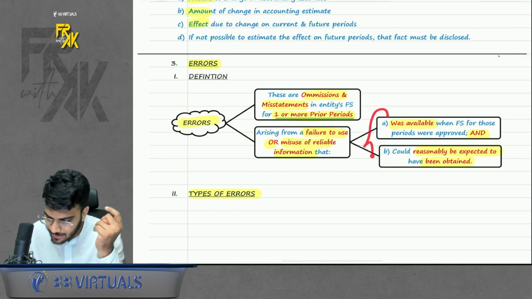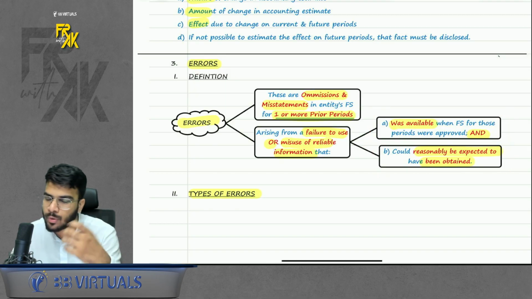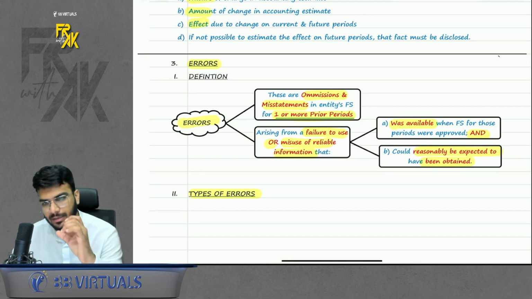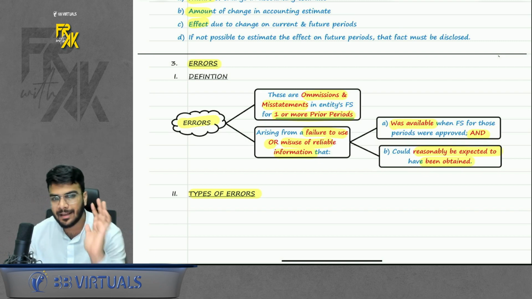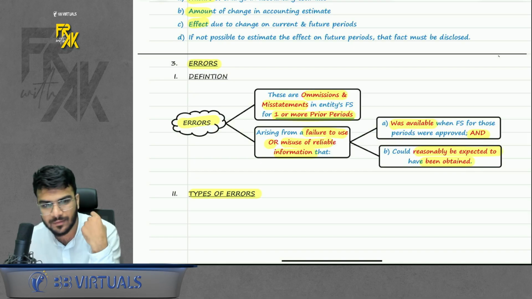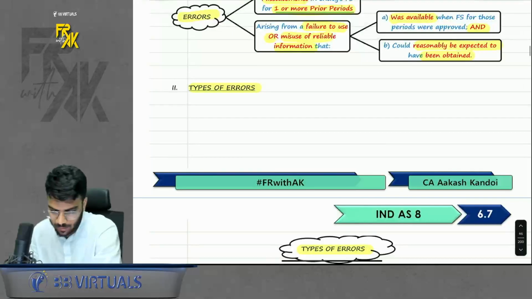But if this information was unavailable, and even with reasonable effort you would not have got it, and because of that you did not record anything, that is not an error. So basically, an error will only be called an error when you forgot to use the information which was available. If that information could not have been made available, then it is not an error. Okay. Then there are types of errors.